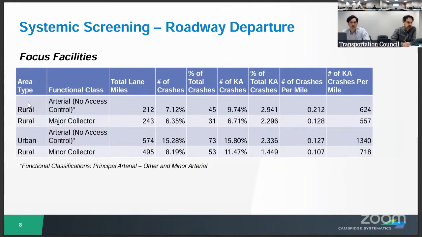Next up, we have roadway departure, those run off the road crashes. This is where rural facilities are of particular focus. Sorry, I have a duplicate column to the right there. So we're looking at rural arterials and major collectors as well. So that should not be 624 KA crashes per mile. We have 0.212 KA crashes per month.